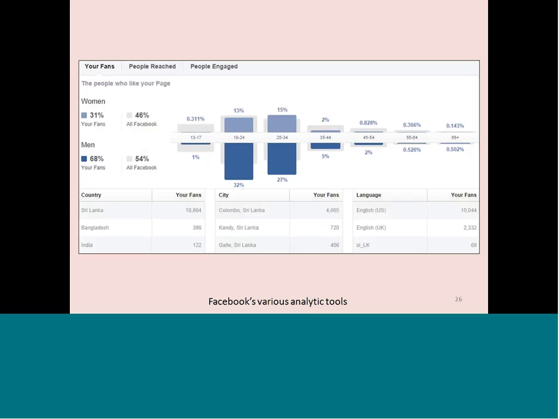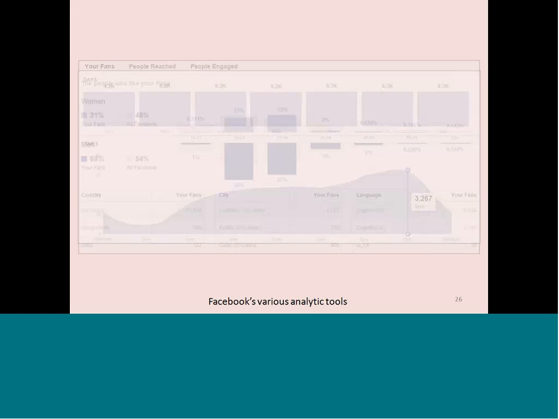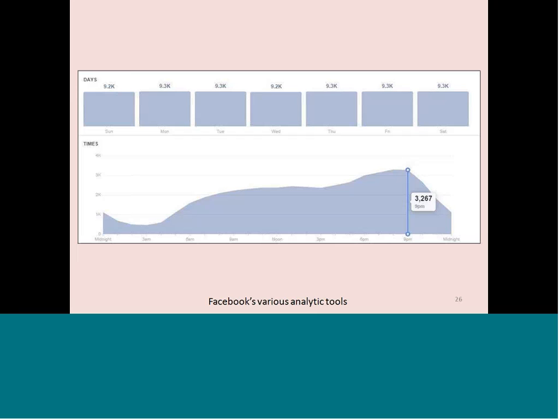You can do a complete demographic study of your followers: what countries they are from, what cities they are from, what the gender is, and things like this. You can even track what sort of times they are online. So these are all available under the Facebook Insights module under each Facebook page.